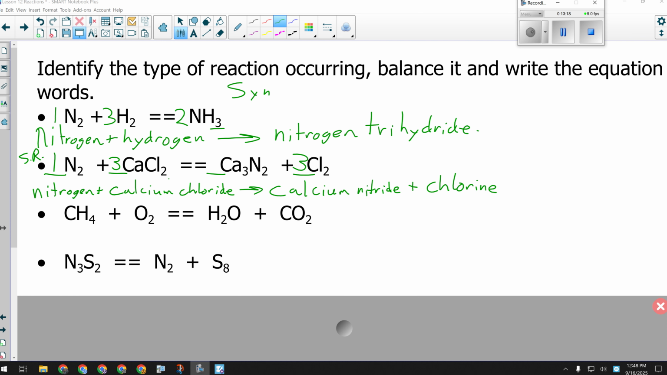So in the third one, I've got a compound that contains carbon and hydrogen, in other words, a hydrocarbon, and it is reacting with oxygen, and the products are water and carbon dioxide. What reaction type would that be? Combustion. That's definitely a combustion reaction. It is the simplest of the hydrocarbon combustion reactions because that stuff is methane, fart gas.